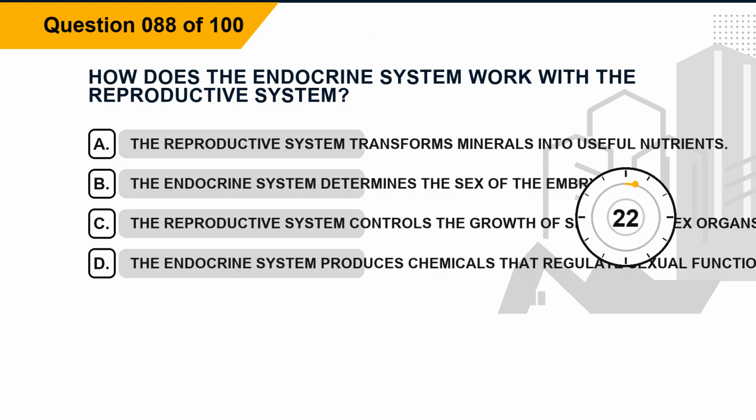Question 88. How does the endocrine system work with the reproductive system? Option A. The reproductive system transforms minerals into useful nutrients. Option B. The endocrine system determines the sex of the embryo. Option C. The reproductive system controls the growth of secondary sex organs. Option D. The endocrine system produces chemicals that regulate sexual functions.